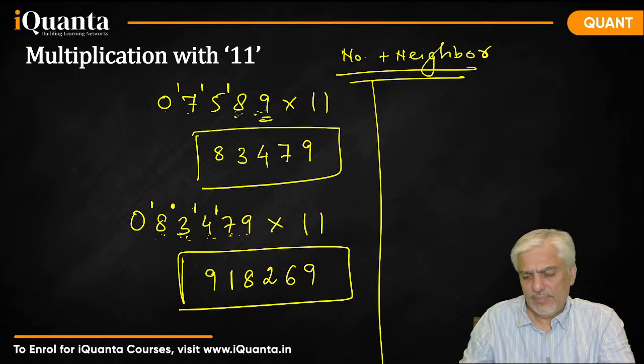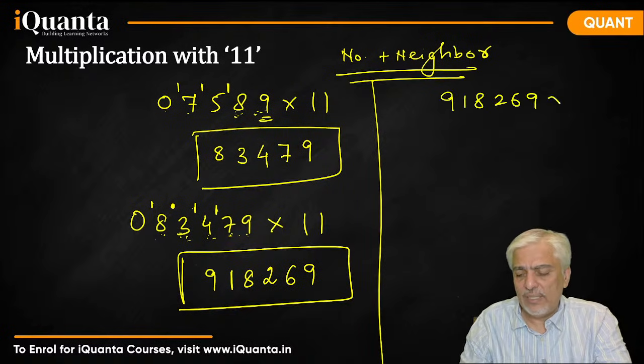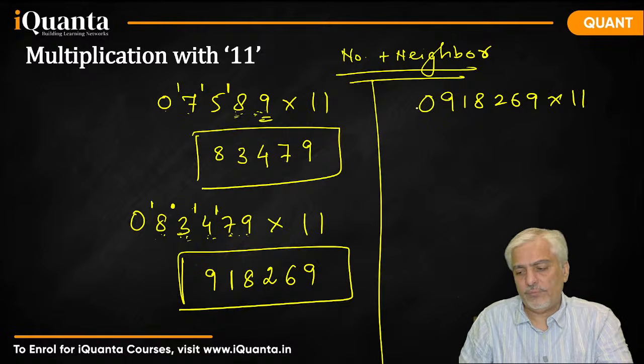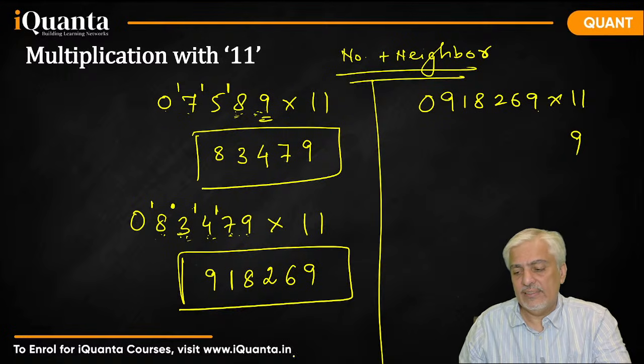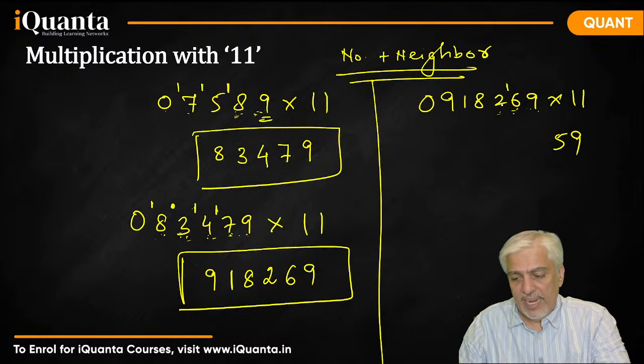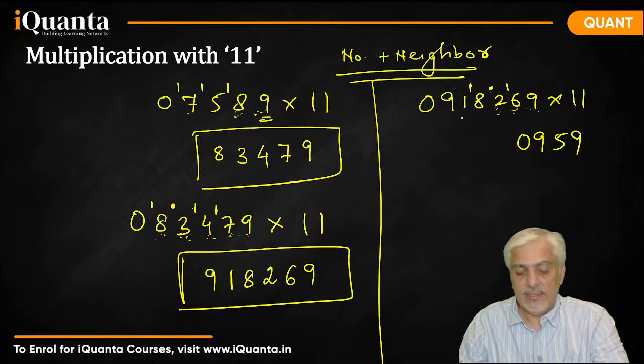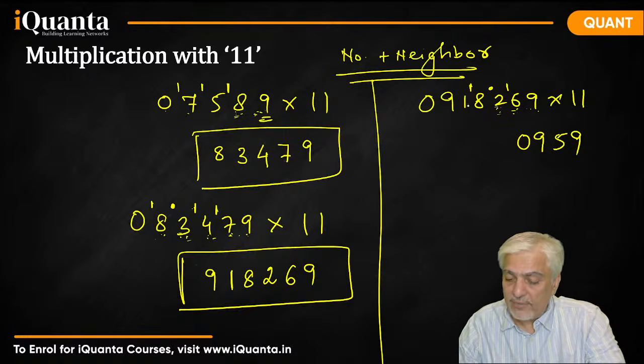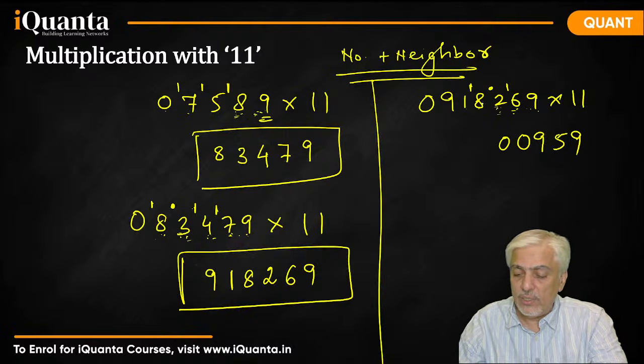Next one, let's do this same number, 918269 multiplied by 11, with 0 in front. 9 comes as it is. 6 plus 9, 15, 1 carry over. 8 plus 1, 9, 0 carry over. 8 plus 2, 10, 1 carry over. 1 plus 8, 9. 9 plus 1, 10, again 1 carry over. 10 plus 1, 11, 1 carry over. 9 plus 1, 10.